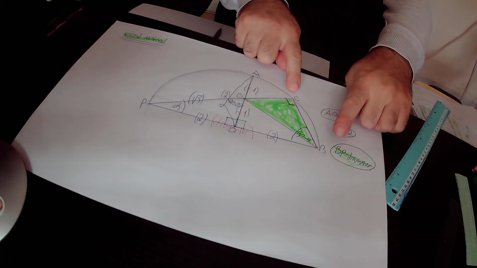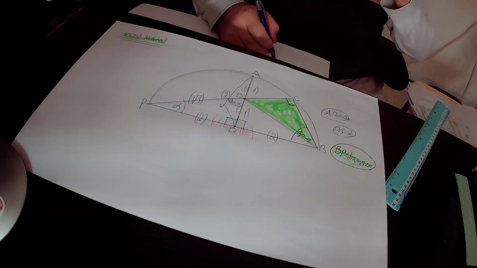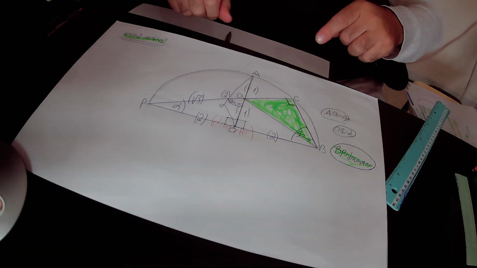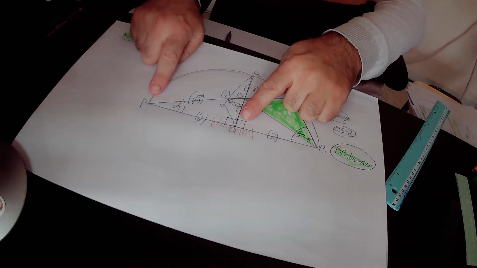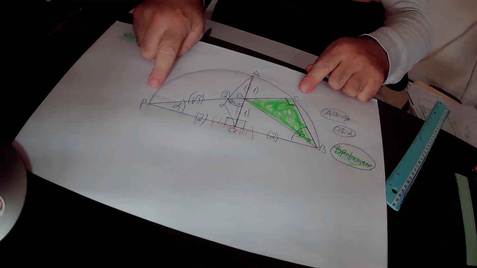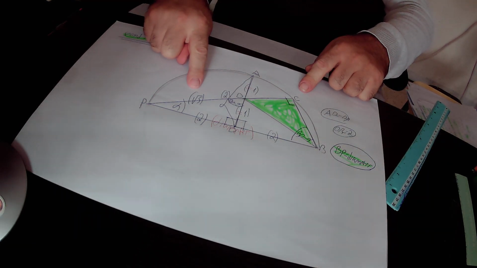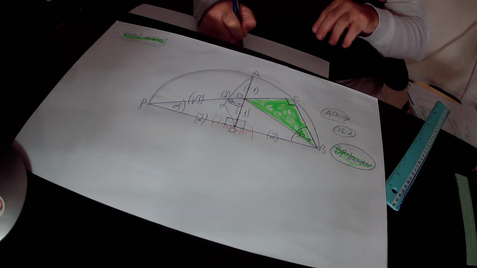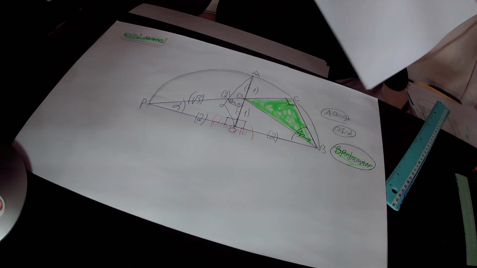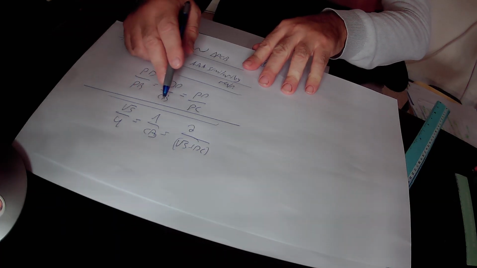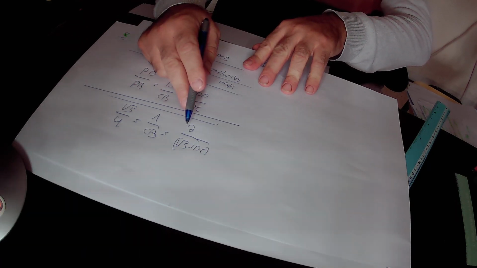over CB. CB is the required side, so we leave it as it is. And it is equal to PO, PO is 2, over PC. PC in total equals the square root of 5 plus DC. So in total, we should find out that square root of 5 over 4 equals 1 over CB equals 2 over square root of 5 plus DC.